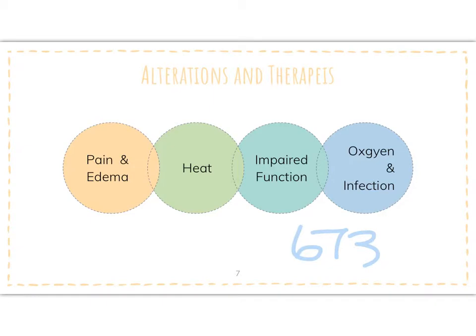If it's a localized response or a widespread response, we want to make sure that we assess body temperature. We can give antipyretics and possibly apply ice. For impaired function of the injured tissue, we again want to assess and treat. We want to possibly give analgesics if it's painful, and encourage adequate rest and sleep and possible physical therapy.